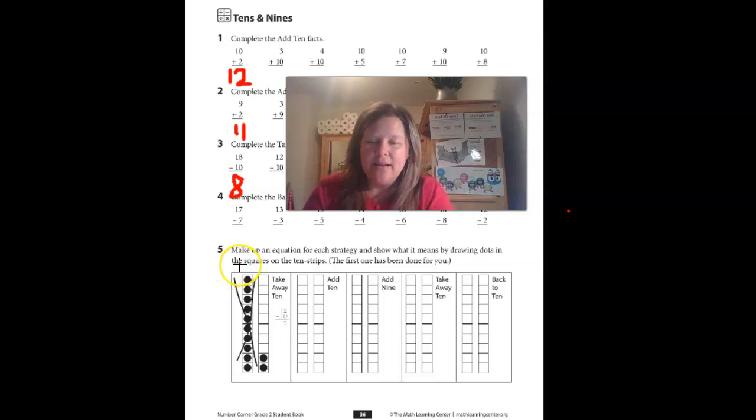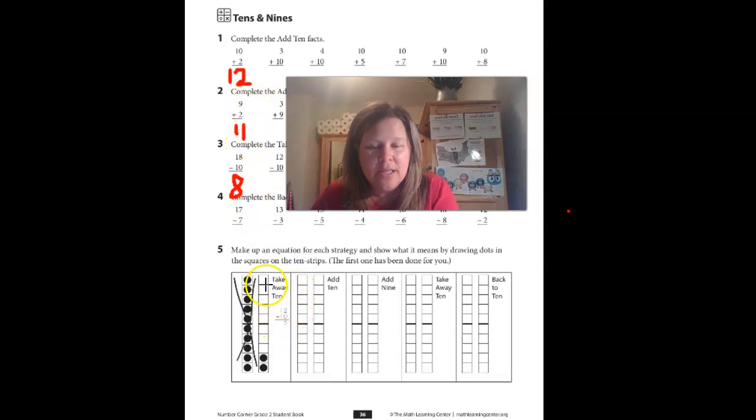Okay, so down here, number 5: make up an equation for each strategy and show what it means by drawing dots in the squares on the 10 strips. The first one's been done for you. Now, this is going to be my hint to you guys. All 4 of these types of problems have examples up here in either row 1, 2, 3, or 4.